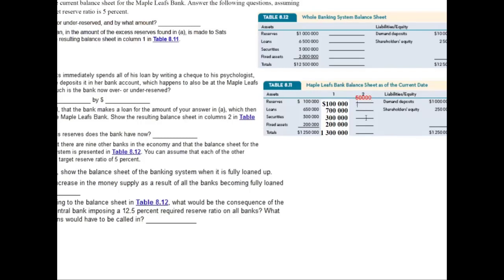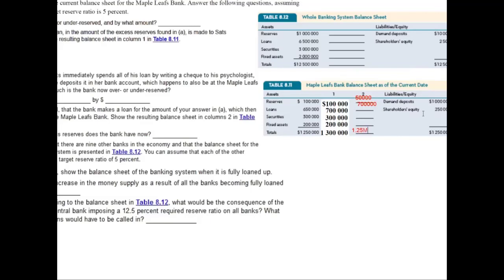Okay, they did make a loan, right? So the loan is still on the books. The loan is for 50,000. So the total loans are going to be 700,000, right? Total loans, we're just adding 50,000 to 650,000. Okay, these are going to stay the same. And so what's the number going to be here at the bottom? Well, we know that when we had this, here we had 1.3 million. Now all we're doing is subtracting 50,000 from reserves. So this is going to be 1.25 million, right?